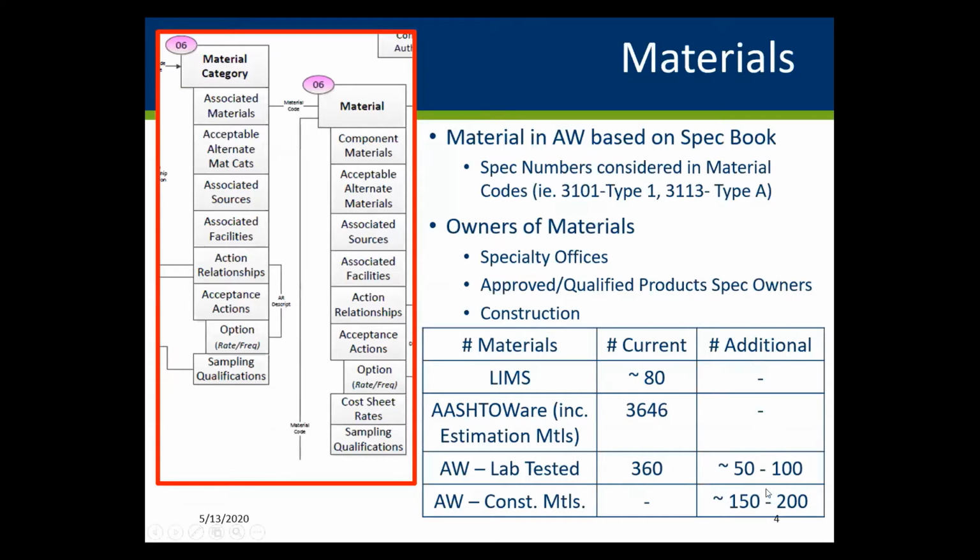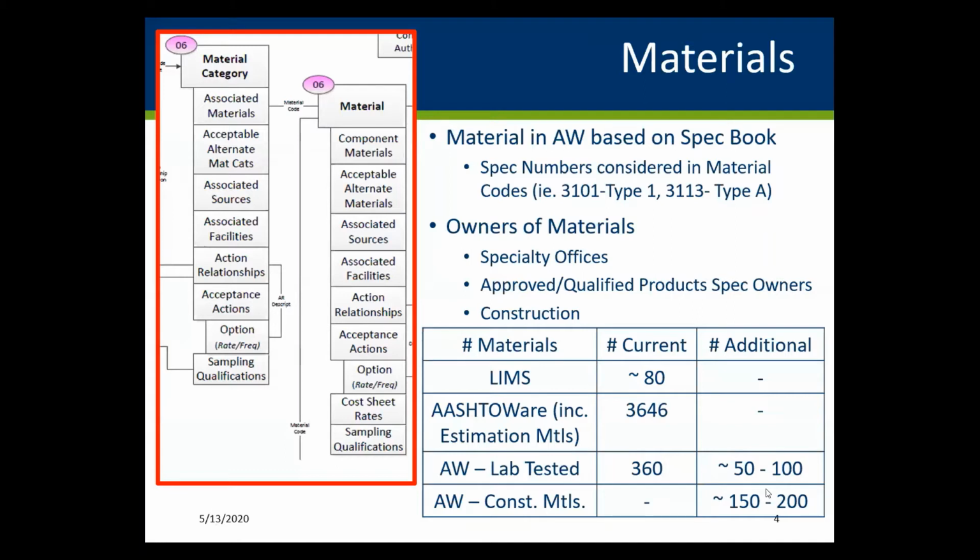All right, so as I move across that big chart, the first box that we hit is materials. And just to kind of summarize what Alan had talked about, all of the materials being built in AASHTO are going to be based on the spec book. And so the spec numbers are considered a material code. So if you know the name of the material or the code, I put the examples that Alan used today: 3101 type 1 for that type 1 cement, 3113 for the type A water reducer. So the system's going to allow you to type in and hopefully filter out the materials based on one part of information that you know.